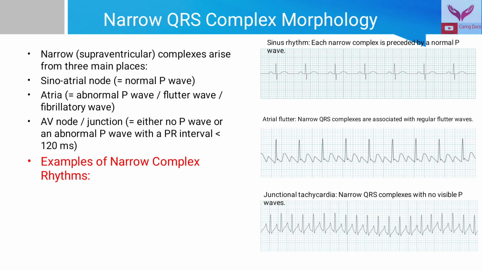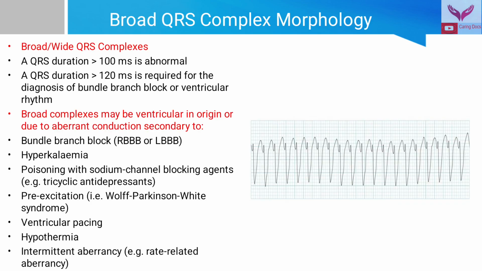Here in the right sided ECG we can see narrow complex ECGs. First is the sinus rhythm ECG. Here we see each narrow complex is preceded by a normal P wave. In the middle ECG, we can see the atrial flutter. The narrow QRS complexes are associated with regular flutter waves. And the third one, on the right side at the bottom, we see junctional tachycardia. The narrow QRS complexes with no visible P waves are seen.